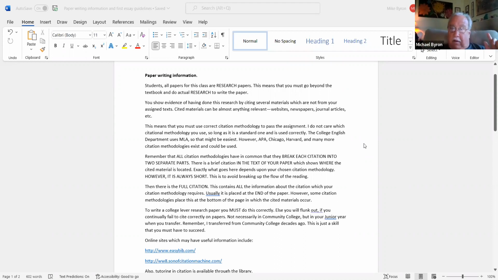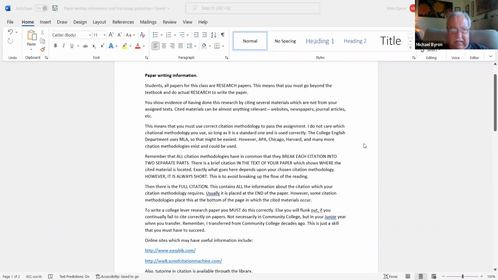Remember that all citation methodologies, regardless of which one it is, have in common that each citation is broken into two separate parts. Hear me underline that? Two separate parts. There is a brief citation in the text of your paper which shows where the cited material you've used is located. This is called the in-text citation. If you do not have this, you have no citations whatsoever, and you'll get an F for the paper. I guarantee it.